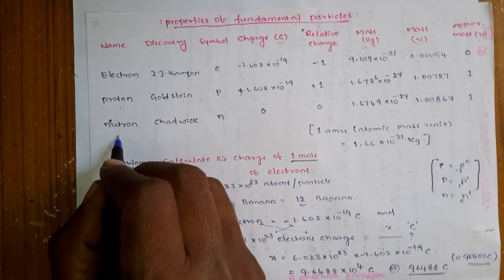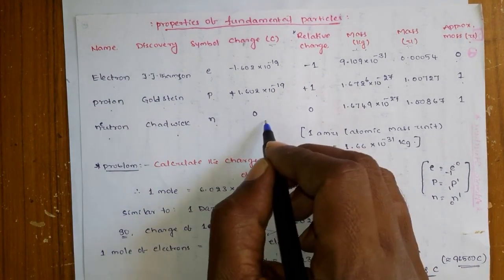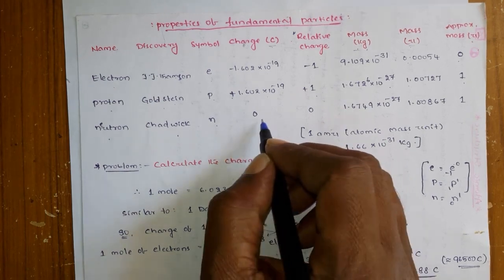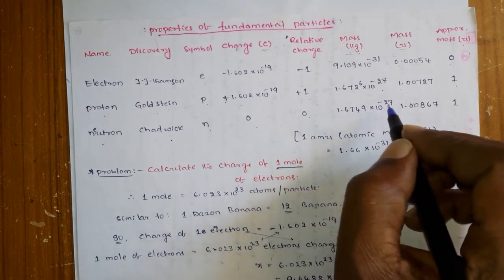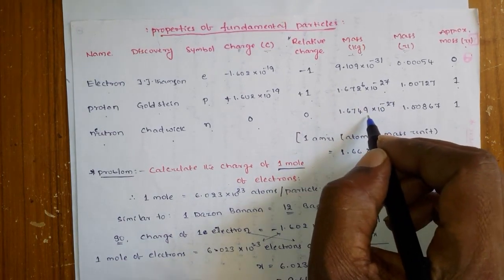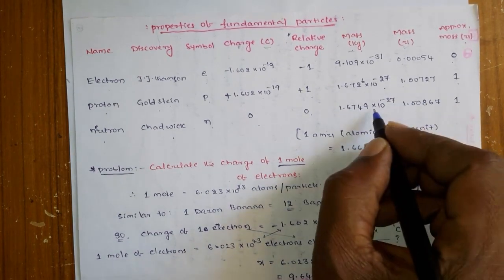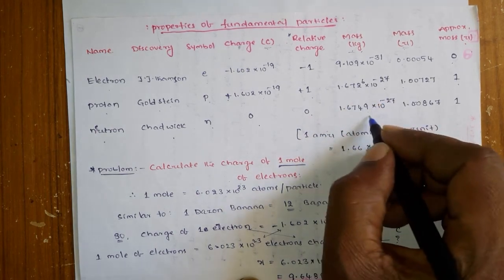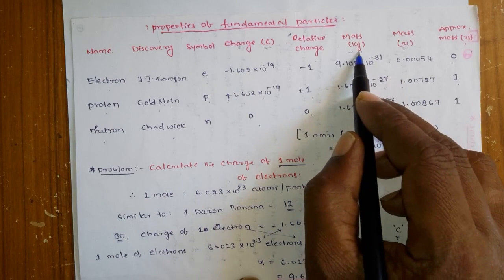And come to the neutron, invented by Chadwick, and the symbol is n. And the charge, do neutrons possess any charge? No charge. Neutrons are neutral, so they don't have any charge. And the relative charge is 0. And the mass is almost similar to the proton, but there is a small difference. That is 1.6749, instead of 1.672, here it is 1.6749 into 10 to the power of minus 27 kg.